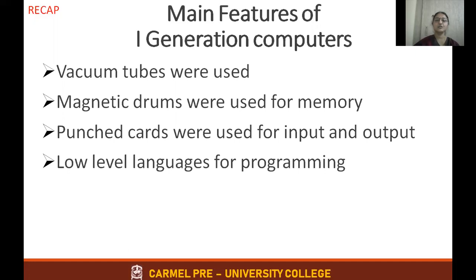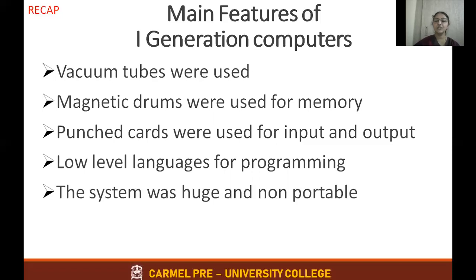But for us to write a program, everything in zeros and ones takes a lot of time. So instead of that, we are using high-level languages. But in the first generation, it was not there. Then the system was very huge and non-portable. These are the basic features, the main features of first generation computers.